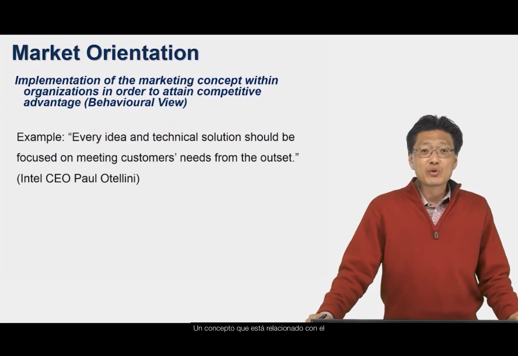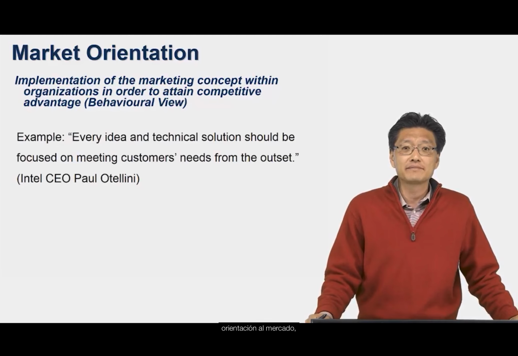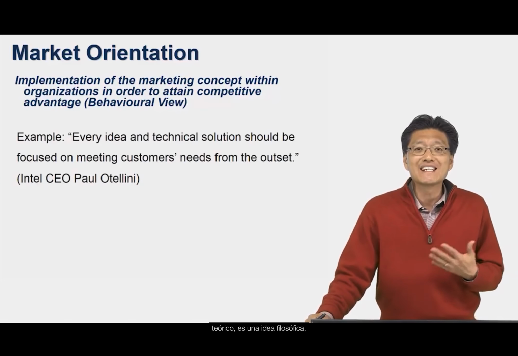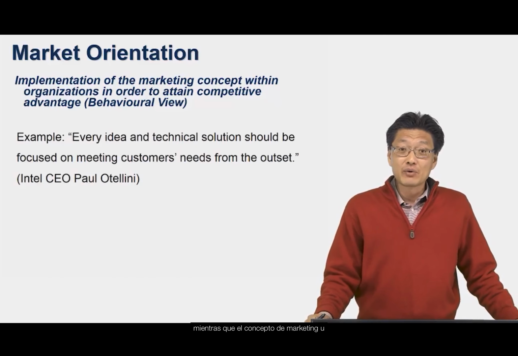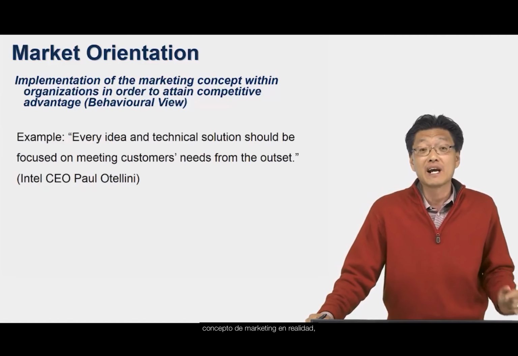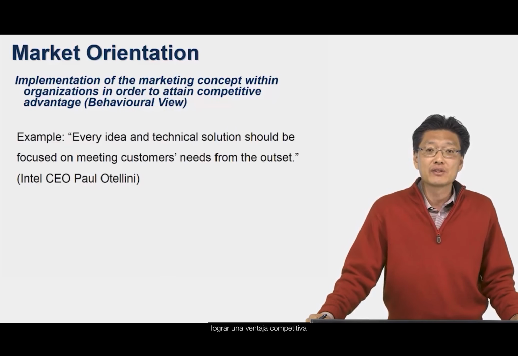A concept that is related to the marketing concept is the concept of market orientation. Now, the marketing concept is more of a theoretical, philosophical idea, whereas the market orientation concept is about how firms can actually go about and implement or execute the marketing concept in reality. So it is about the implementation, the execution of the marketing concept within the organization in order to attain competitive advantage. And there's two different views towards market orientation.